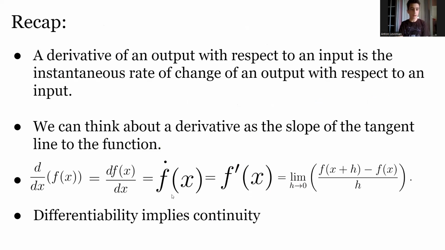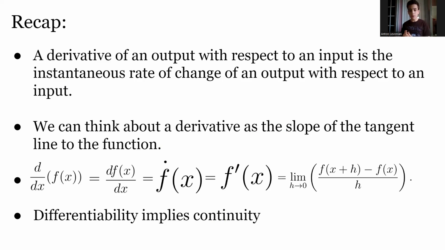Okay, so recap, because we are about done. A derivative of an output with respect to an input is the instantaneous rate of change of an output with respect to an input. For instance, a derivative of distance with respect to time is the instantaneous rate of change of distance with respect to time, which is instantaneous velocity. And we calculate that by finding the slope of the tangent line to that function.